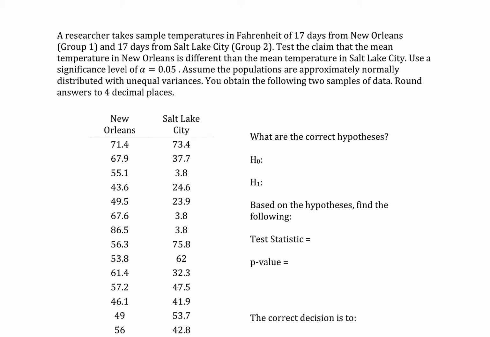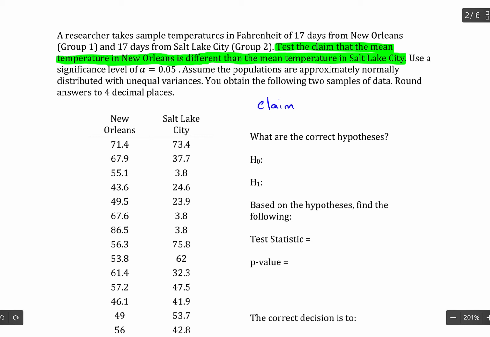So we have sample temperatures in 2 different cities, and the second sentence here, test the claim that the mean temperature in New Orleans is different than the mean temperature in Salt Lake City. So that means my claim here, and we were told to use New Orleans for Group 1, so the mean temperature in New Orleans, which is Group 1, is different. So different means not equal to. Could be greater than, or could be less than. Either way, it's different, so it's not equal. The mean temperature in Salt Lake City, which was Group 2.